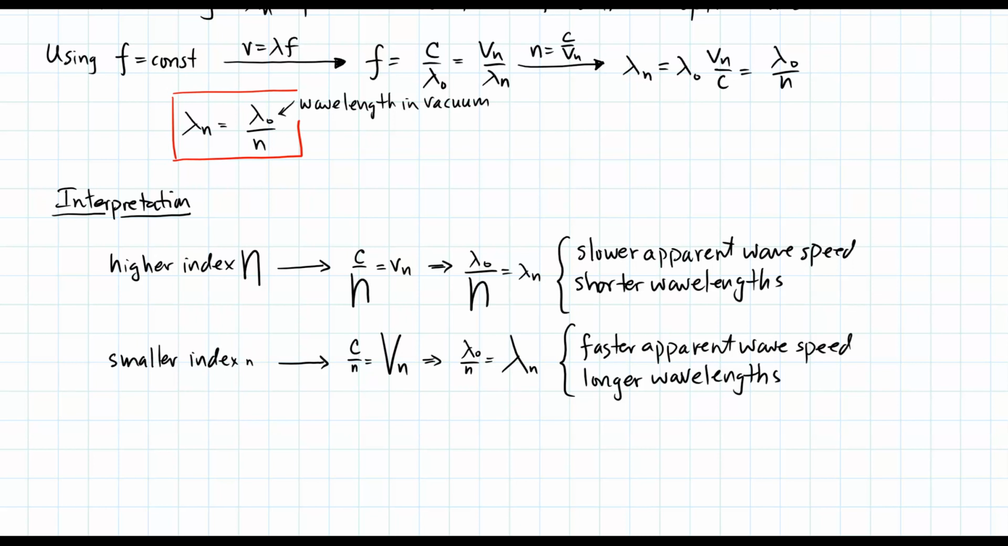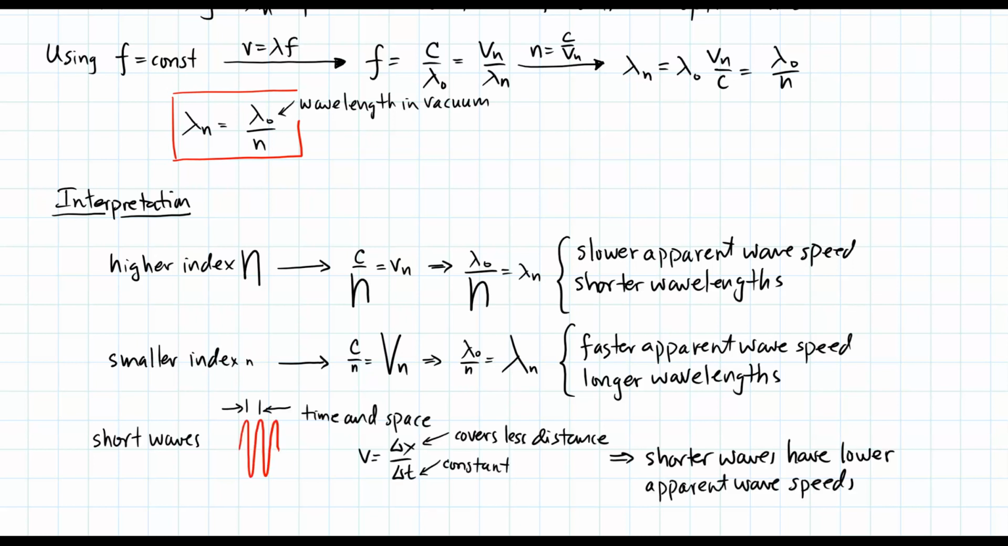Picture-wise, this is what I draw. For short waves, this peak-to-peak distance represents both time and space. The time is the same for all waves because of the frequency. However, this delta x implies that if I have short waves, they cover less distance. But less distance means that the shorter waves have a lower apparent speed.